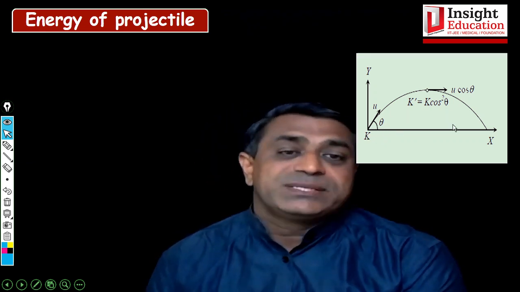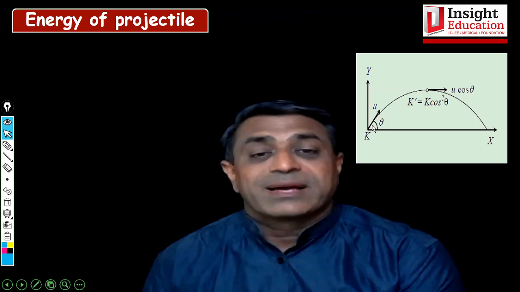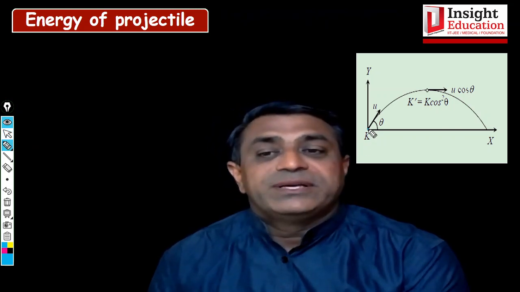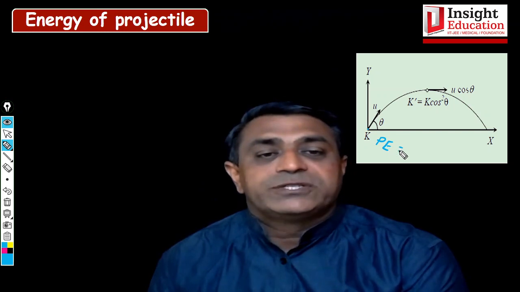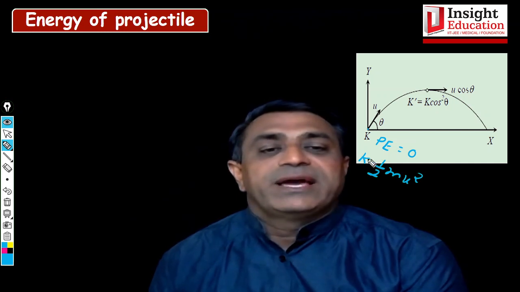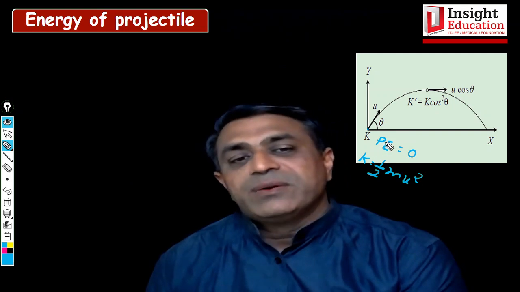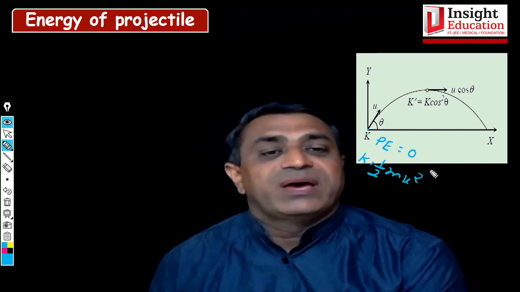While moving through space, think about the energy associated with the projectile. It possesses kinetic energy and potential energy. Potential energy at the starting point: the height is equal to 0, so potential energy is equal to 0. Kinetic energy: if the initial velocity is u, the initial kinetic energy is 1/2 m u square. So the initial kinetic energy K is equal to 1/2 m u square, and total energy, potential energy plus kinetic energy, is 1/2 m u square.